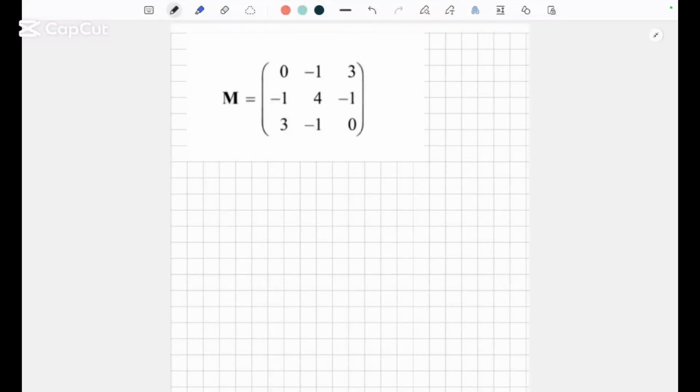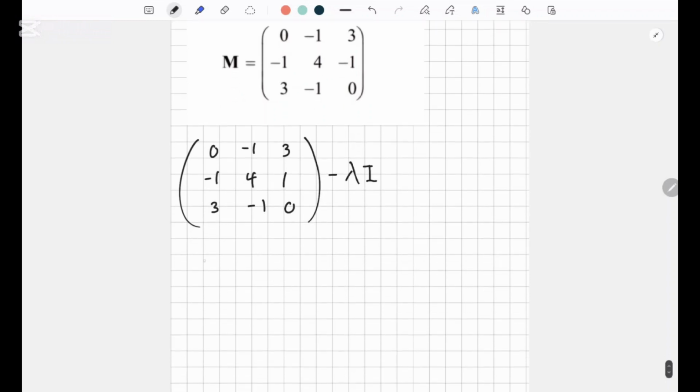Hi everyone, I'm going to show you guys how to find the eigenvectors and eigenvalues for this question. So it's a 3 by 3 matrix. So your first step, let's write the matrix down. So what you do first is you subtract this with lambda times the identity matrix.